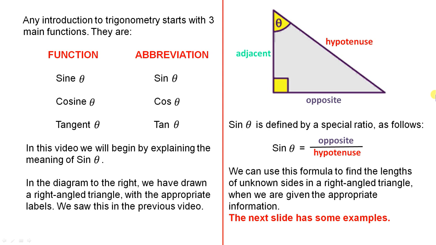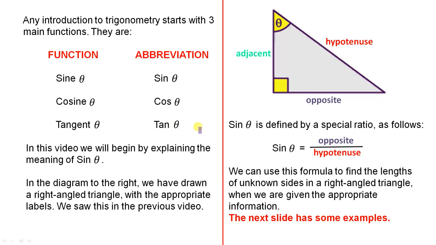Any introduction to trigonometry starts with three main functions. The first function is sine theta, and the abbreviation is sin theta. You don't have to write the E. The second one is cosine theta, and the abbreviation is cos theta. The third function is tangent of theta, and the abbreviation is tan theta.